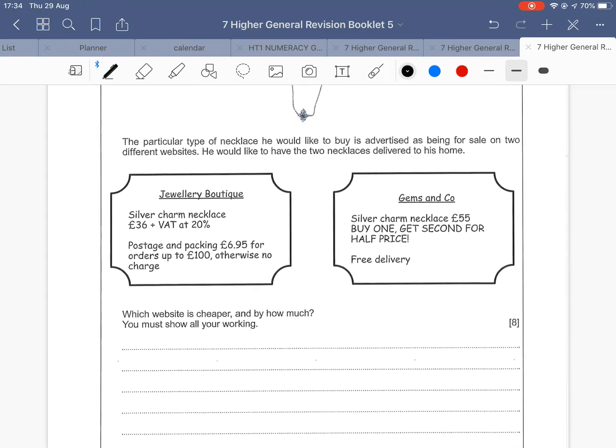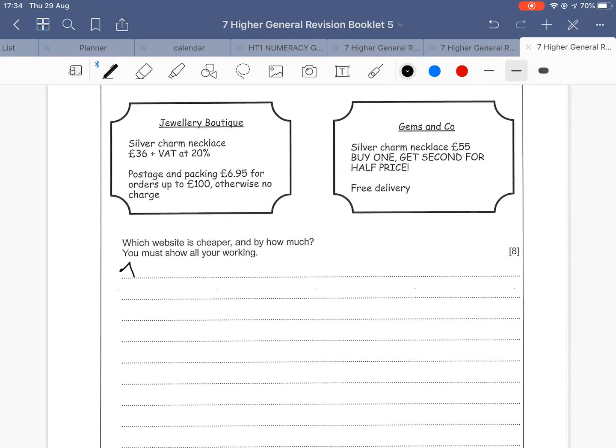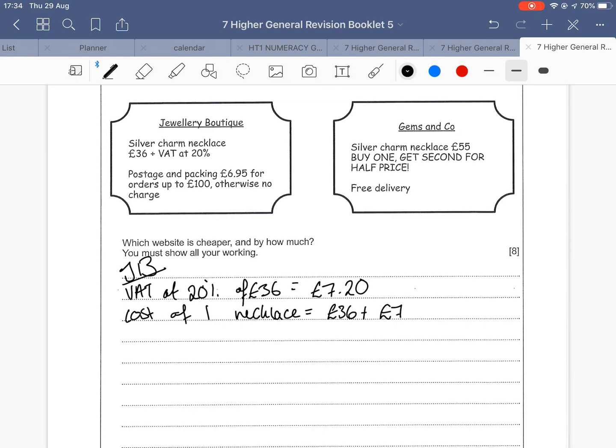Is this OCW? Yeah. Okay, so let's first work out jewellery boutique. So we've got £36. So if we work out our VAT at 20% of our £36, that's £7.20. So the cost of one necklace is £36 plus £7.20. 20% isn't hard to calculate. You would just find 10 and then double it. So that's £43.20. Obviously, he's said he had 2 sisters, so the cost of 2 necklaces.